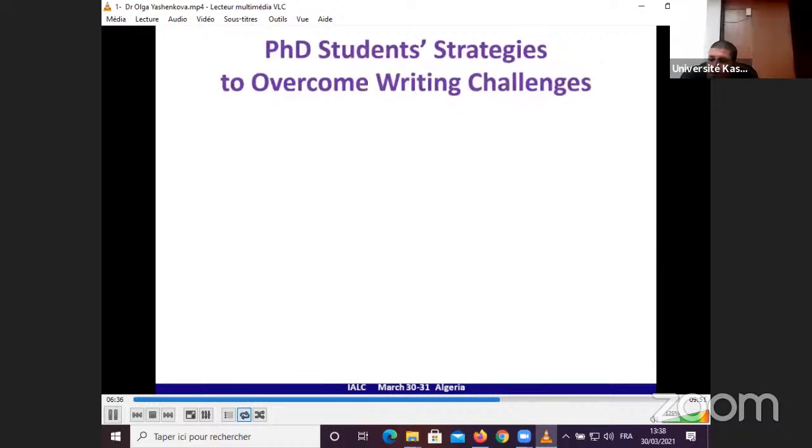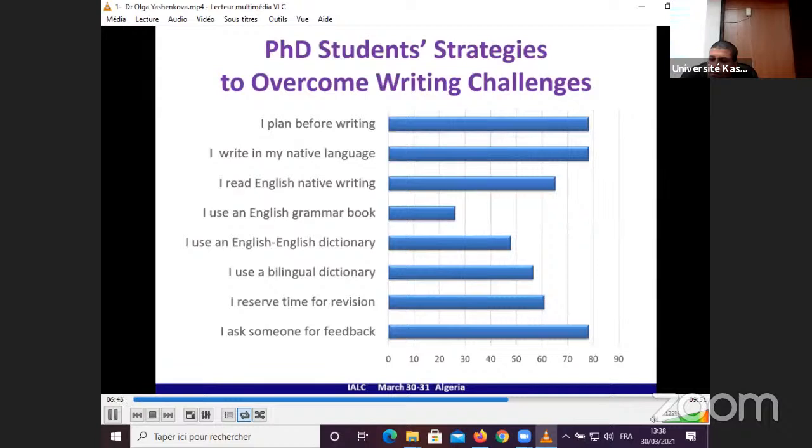The participants also mentioned the strategies they used to overcome their writing challenges. Almost 80% mentioned the importance of planning before writing. The most popular strategy was to write their paper in the native language and then use a bilingual dictionary to translate the ideas. Another popular strategy was to read English native writing and use it as a model. Some students used an English dictionary to find appropriate English vocabulary.